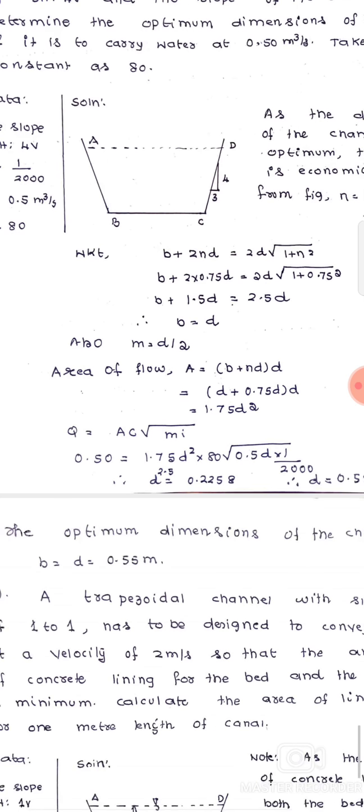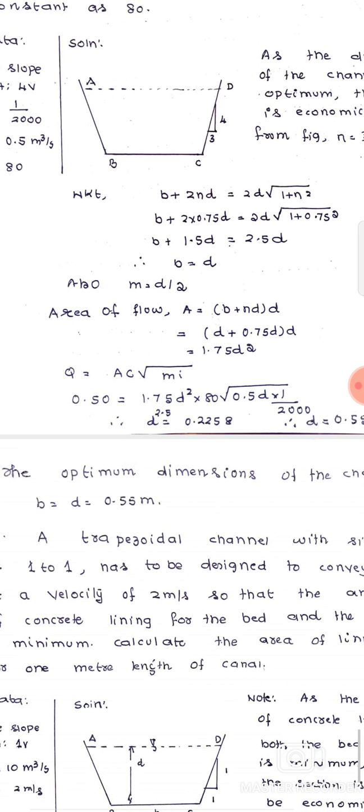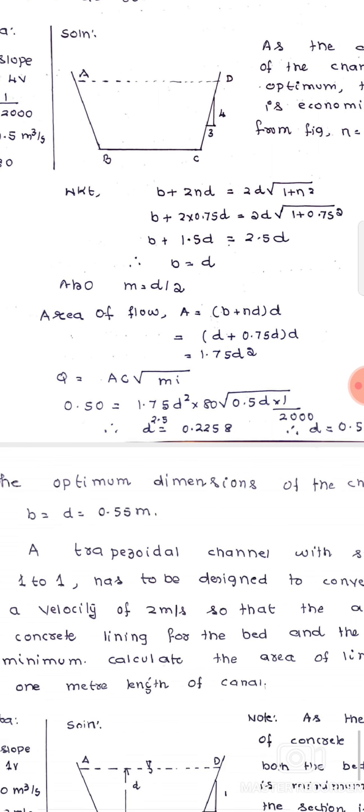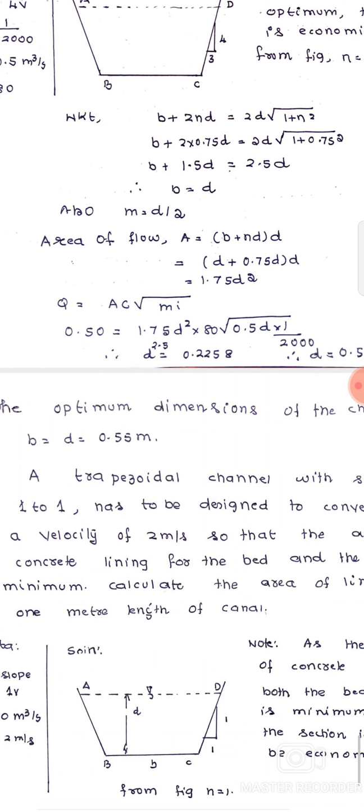Then you will get b is equal to d. So that condition will help you to find out b in terms of d, that is b is equal to d. Then also m is equal to d by 2. So area of the flow is A is equal to (b plus nd) into d, that is b in terms of d itself, d plus 0.75 d into d. Then area is 1.75 d square.